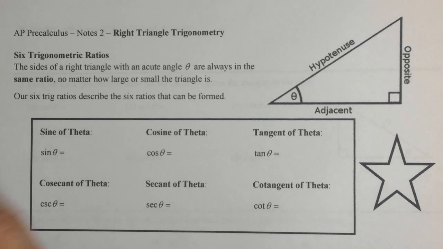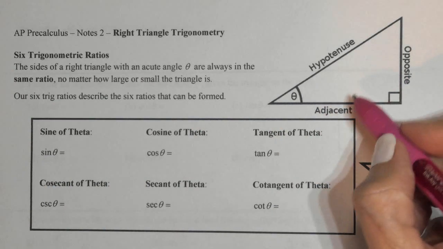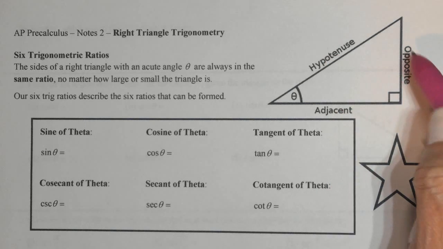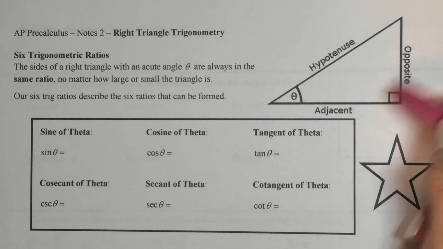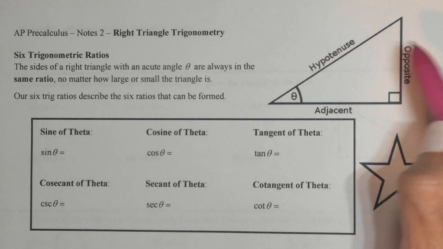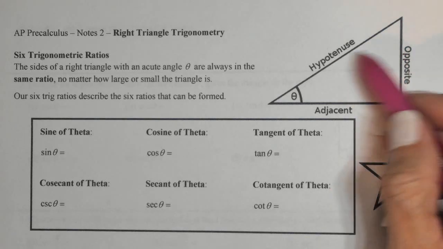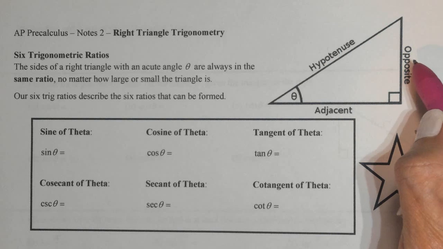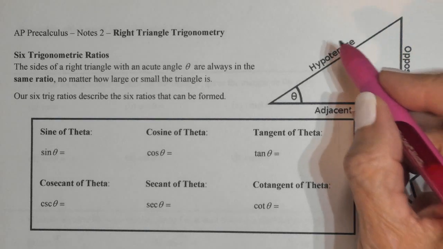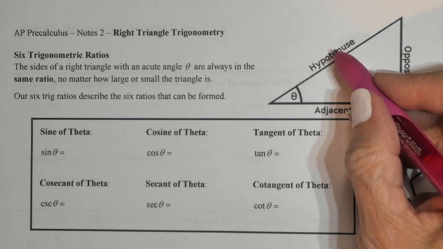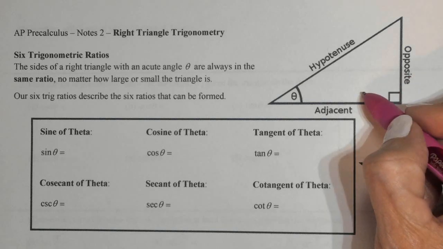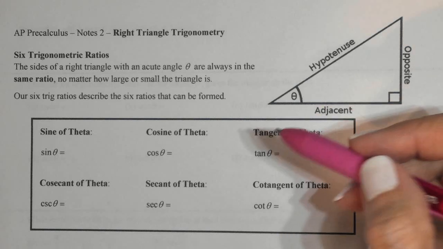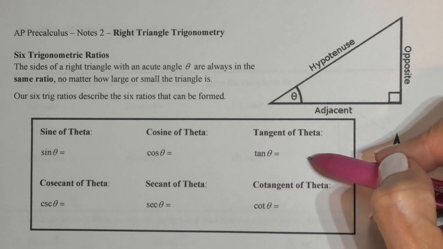So for any right triangle, there are 6 different combinations of the sides. We can have the hypotenuse divided by the opposite, so we're talking about ratios, so we're talking about fractions. Hypotenuse over opposite, opposite over hypotenuse, hypotenuse over adjacent, adjacent over hypotenuse, opposite over adjacent, adjacent over opposite. There are 6 possible combinations of ratios. Those 6 possibilities create our 6 trig ratios.